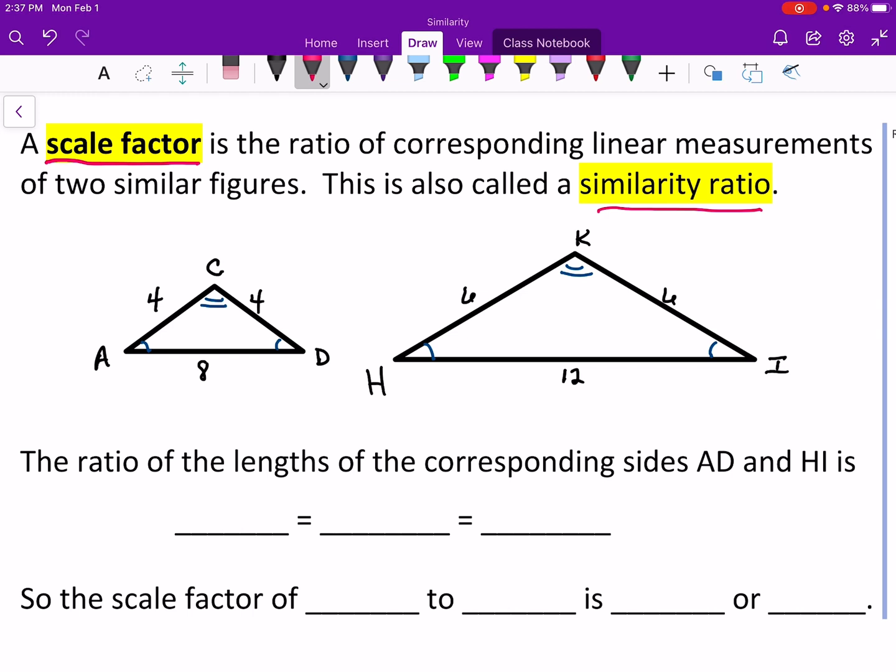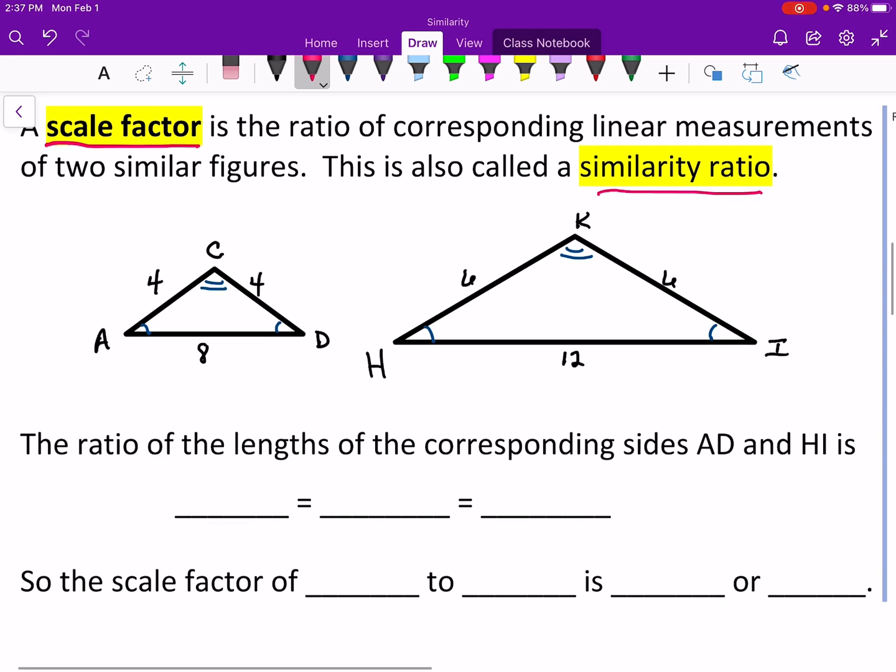So, in the 2 figures that you have in front of you right now, the ratio of the sides AD and HI. So we're doing the side on the left to the sides of figures on the right. So the ratio of the lengths of AD to HI is AD over HI. AD is 8 long, HI is 12, and if we reduce it by dividing both numbers by 4, we get 2/3.